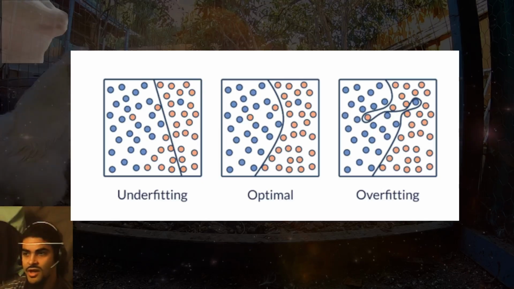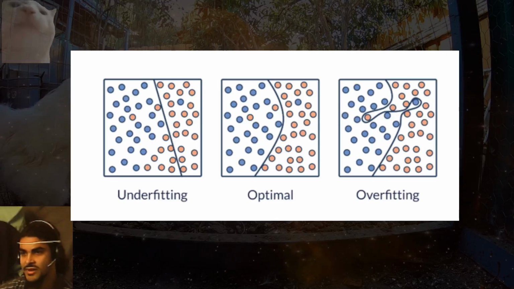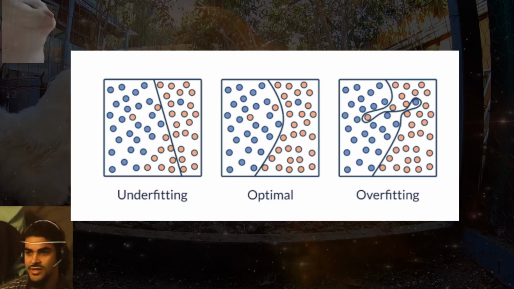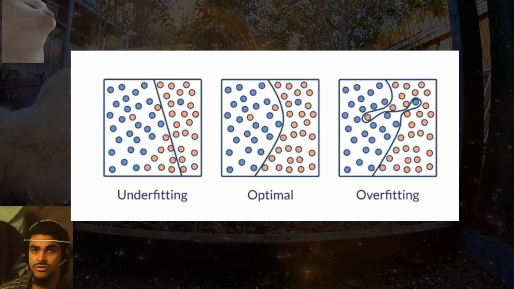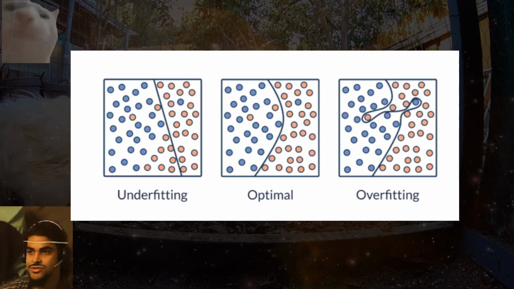Number six is hyperparameter tuning. That's optimizing the model's performance by adjusting its hyperparameters, parameters not learned from the data set, such as the learning rate or tree depth, and using techniques like grid or random search.